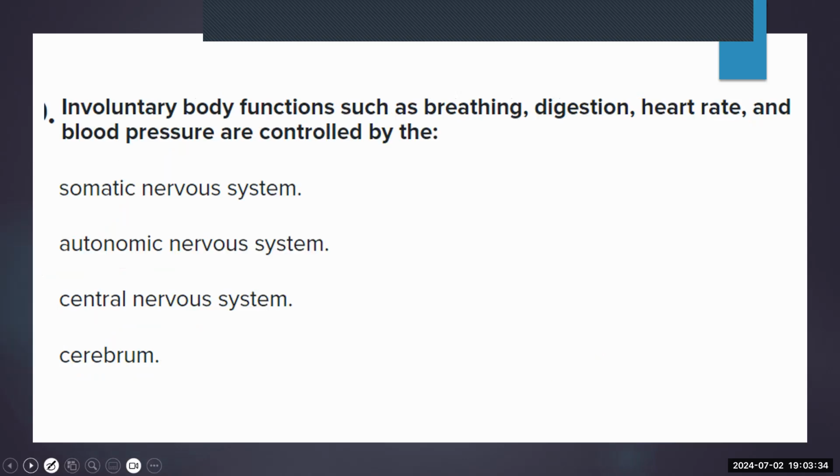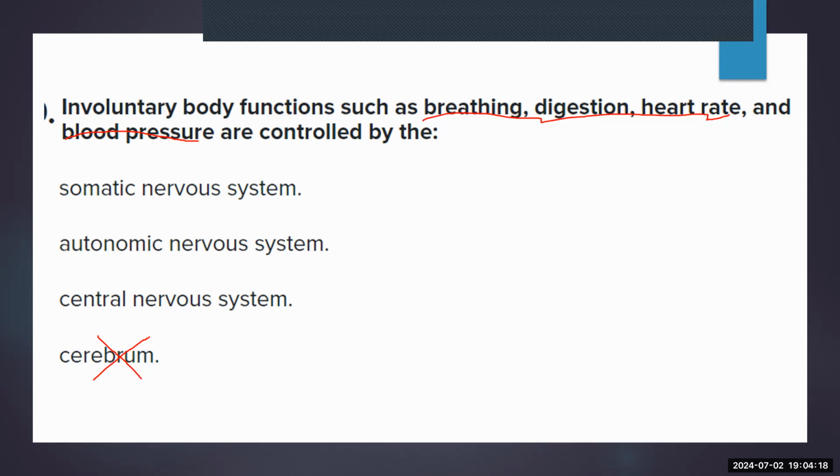All right. Involuntary body functions such as breathing, digestion, heart rate, and blood pressure are controlled by the blank system. So who controls the breathing, the heart rate, digestion, blood pressure, all these things? What can we eliminate? You can eliminate the last one because that's about the brain. And now you're like, wait a minute, all three of these say nervous system. Let's see if we can figure out what the difference is.